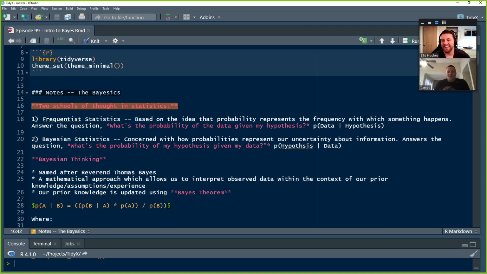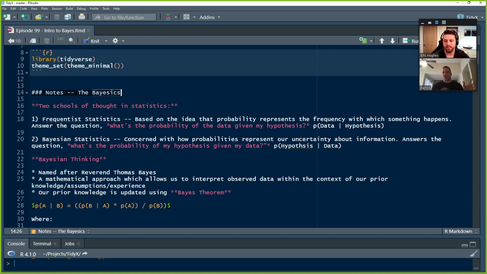So, some notes, the basics. I'm not going to beat this up. If you want to read a great book on this, there's a book by Aubrey Clayton called Bernoulli's Fallacy, and it's all about this duel between frequentist and Bayesian statistics over the years. At a high level, frequentist statistics is traditionally what most of us are taught when we go to university. This was what my stats classes were all about. It's based on the idea that probability represents the frequency with which something happens.